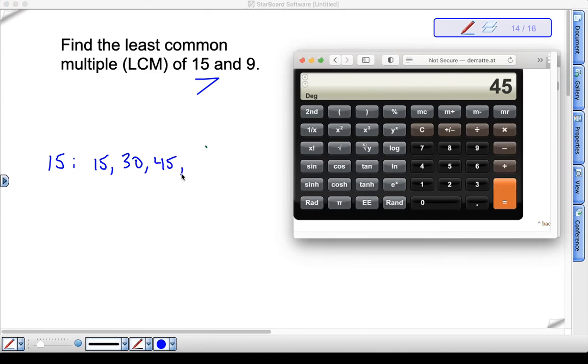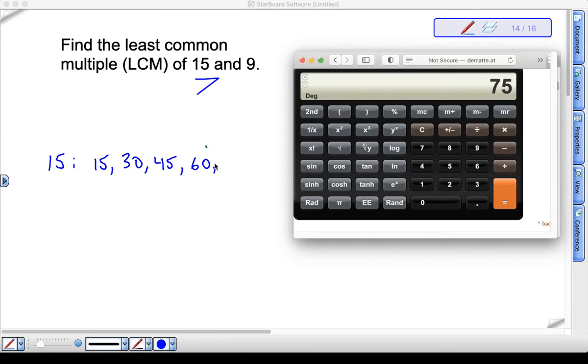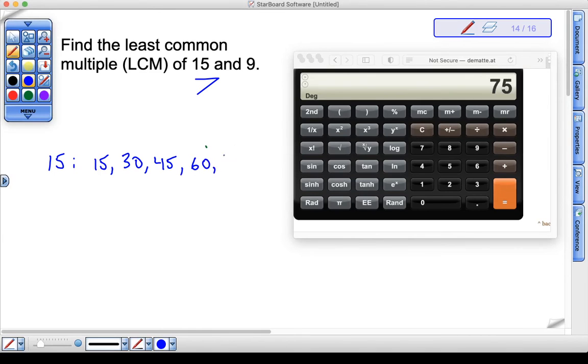Comma, let's go back to the calculator, hit enter one more time for equals. I get a 60 as my next number. So I can put that down, 60. Let's go to the calculator and do it one more time. Equals, I get 75. So I can write that number down. See, this is nice because the calculator is doing most of the work for us.